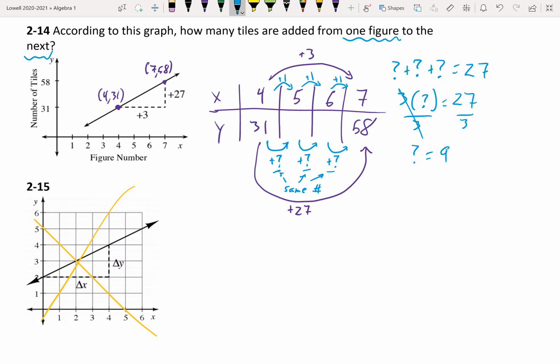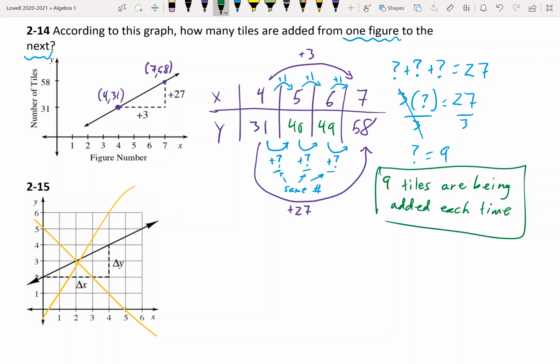And we can double check this because if I do, let's see, 31 plus 9 should be 40. 40 plus 9, that'll be 49. And 49 plus 9 will get us to 58. So actually, 9 tiles are being added each time. Each time meaning to get from one figure to the next. Alrighty, moving on now to 2-15.